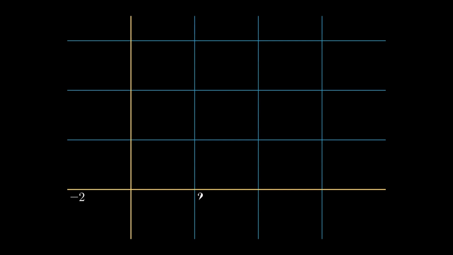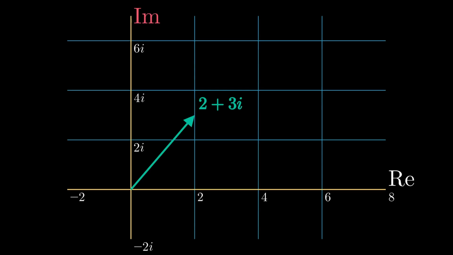Complex numbers can be represented geometrically too, with an imaginary axis and a real axis. The imaginary axis just represents the multiples of i. We can represent the complex number 2 plus 3i like a vector. And let's say we want to add this complex number to another one, 5 plus 2i.